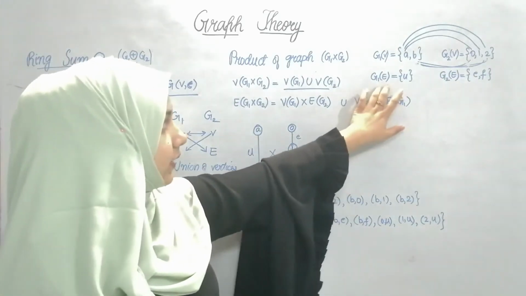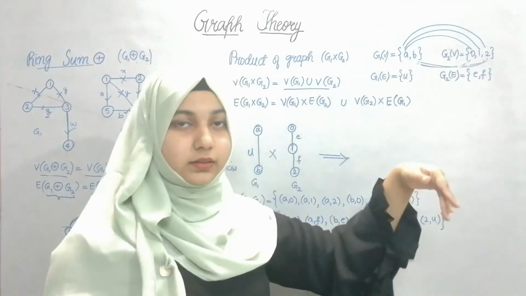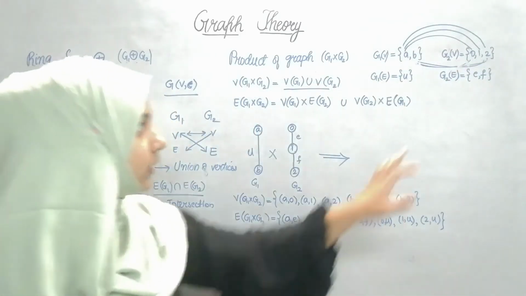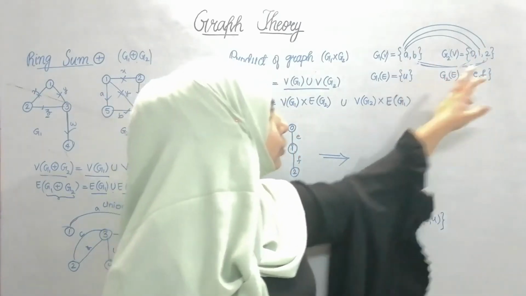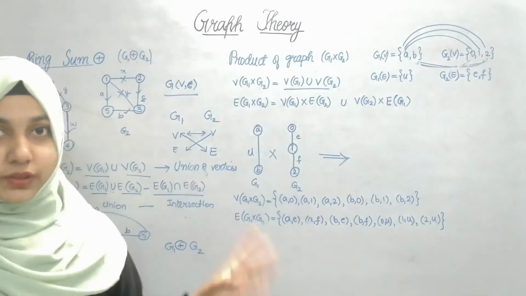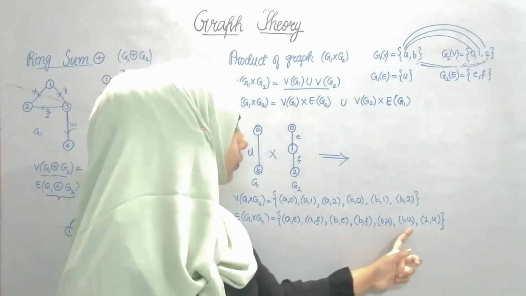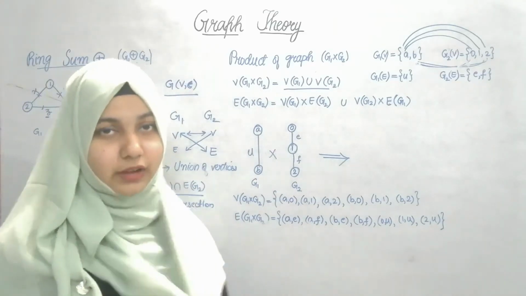Next, the vertex set of the second graph into the edge set of the first graph. Opposite. So 0 will be multiplied with U, then 1 will be multiplied with U, and 2 will be multiplied with U. First come the vertices, then comes the edges. Okay. So 0 into U, 1 into U, 2 into U. Clear?